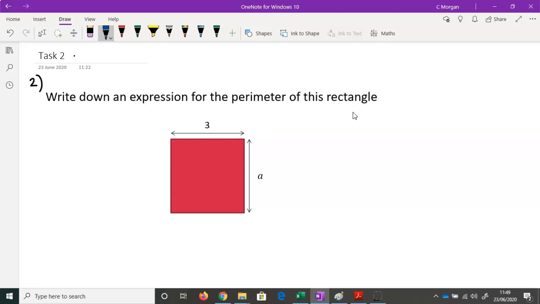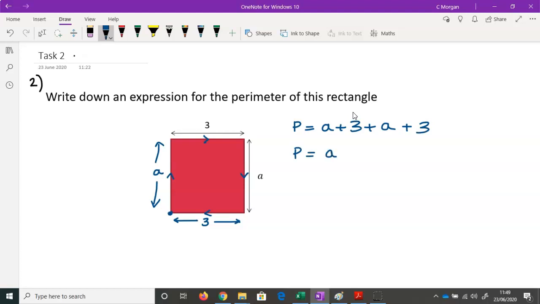Okay, so I'm going to do it as well. Now, in a rectangle, I know the opposite sides always have the same lengths. So I know that the bottom side, the base, must be 3, and the other height must also be a. If I'm starting at one corner and walking all the way around my shape, I can see that the perimeter is going to be a, add 3, walking down, add another a, walking across, add another 3. So I could write the perimeter like that if I wished to.